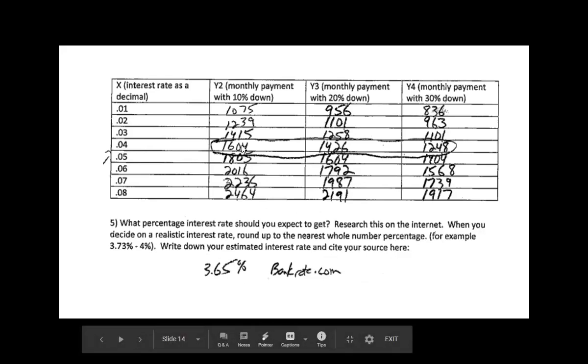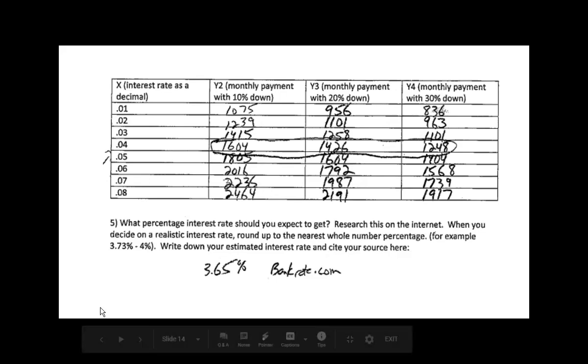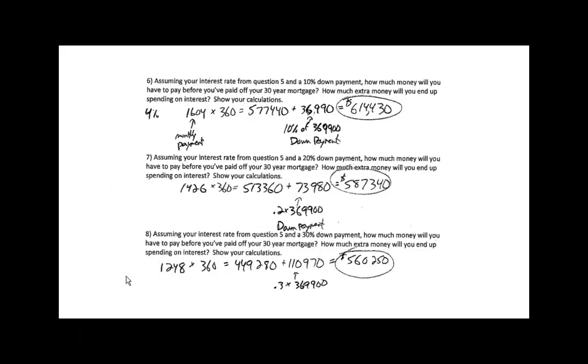And you'll see with a 10% down payment, I would be paying $1,604 a month. With a 20% down payment, I'd be paying $1,426, and that's what I'd be paying with the 30% down payment. So the next step is how much would you actually be paying for the house?